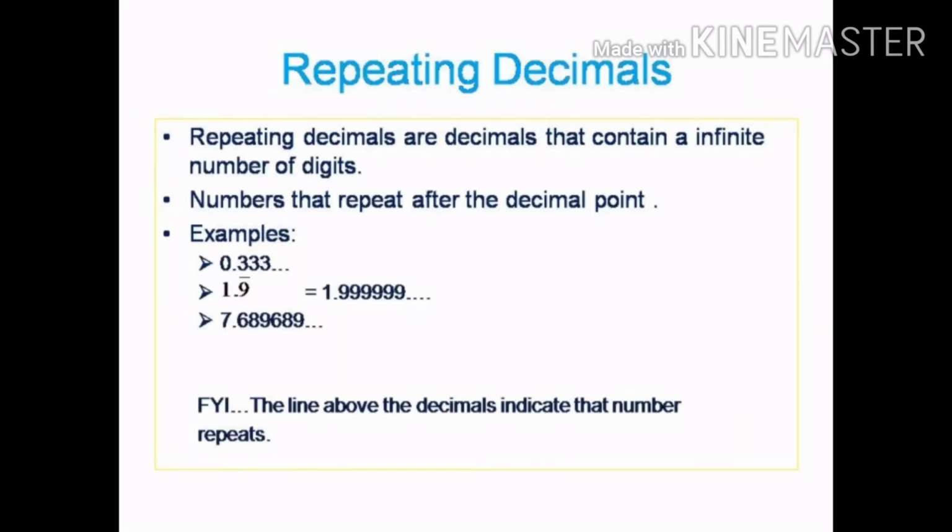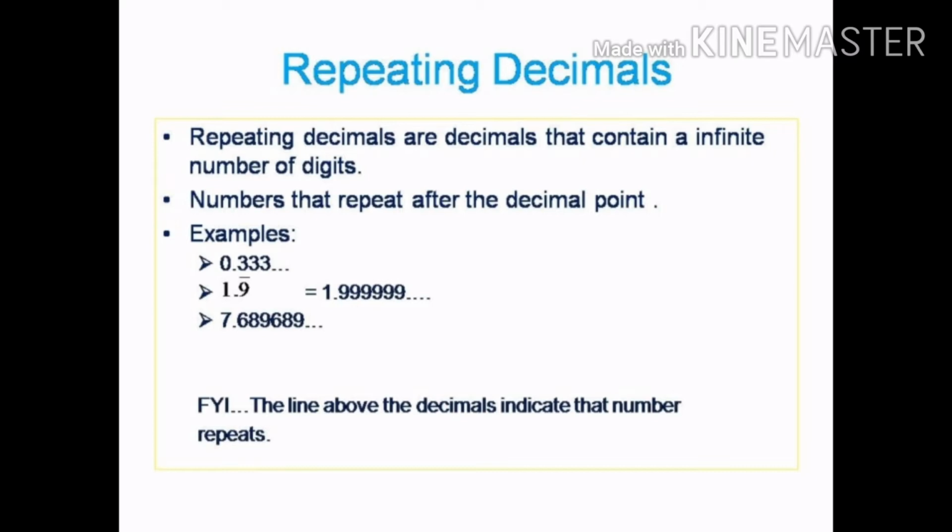Let us see what a repeating decimal is. Repeating is nothing but recurring. Actually, we have the term recurring in the textbooks. Recurring means repeating. What is repeating here? A pattern of numbers, a pattern of digits. Repeating decimals are decimals that contain an infinite number of digits. Here it is infinite, which we cannot count. How many are there? We can't count. So it is an infinite number of digits, numbers that repeat after the decimal point. The number that keeps repeating after the decimal point, we call a repeating decimal.